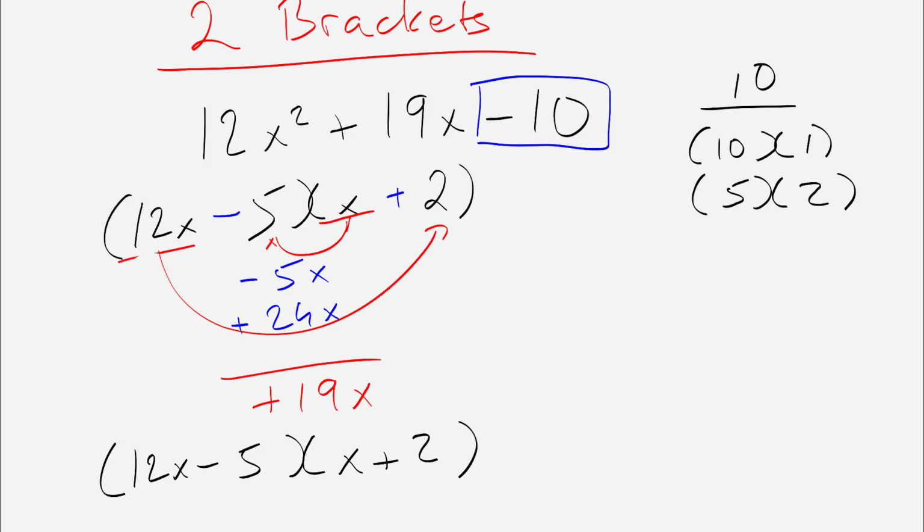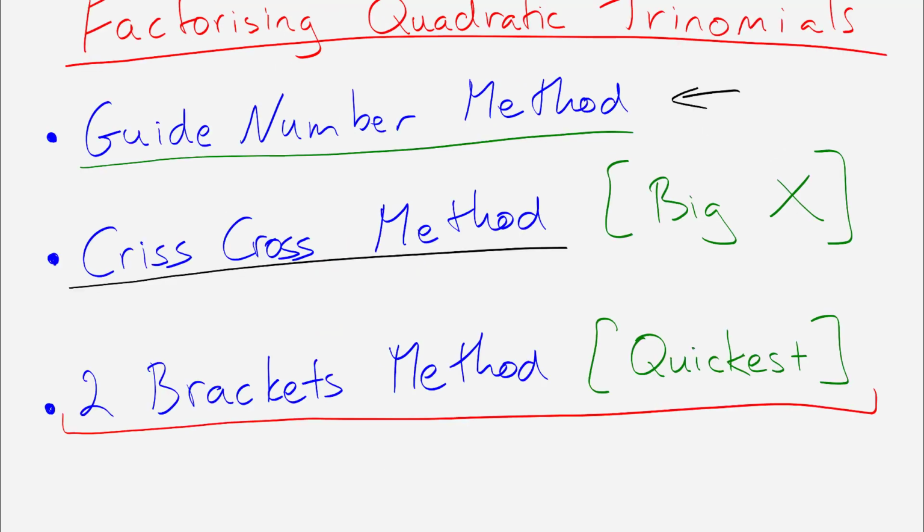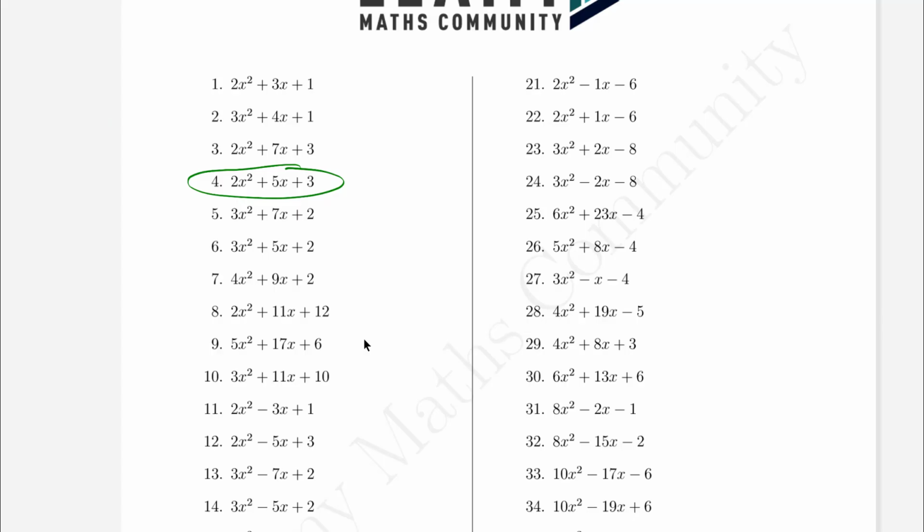So that is our introduction on factorizing quadratic trinomials. And remember, we looked at 3 different methods: the guide number method, the crisscross method, the 2 brackets method. As I've already said a couple of times, you really only need to know one method. So look back over the video, pick which method you think suits you the best, the one that you understand the best, and then get to practicing these questions using that particular method.